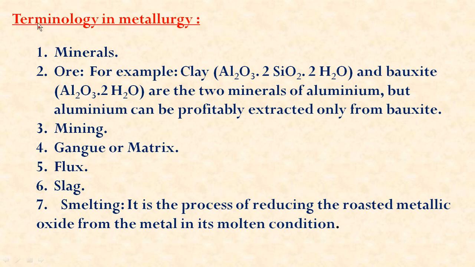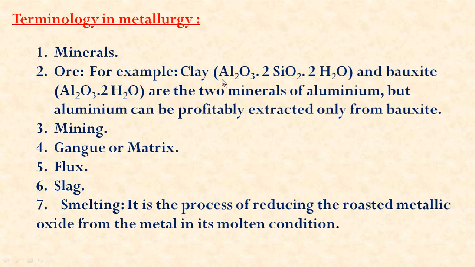Then, what are the important terms that are used in metallurgy? So, terminology in metallurgy. First, minerals. What are minerals? A mineral is a simple compound or a group of complex compounds that are found under the earth's crust. From the mineral you have to extract the metal, and it is called an ore.